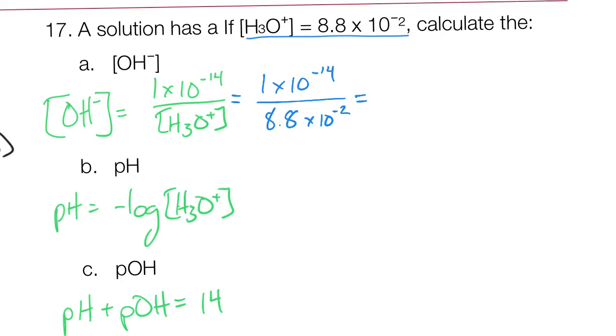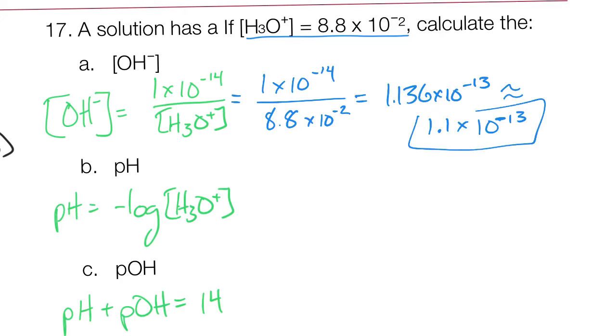And then you're ready to put this in your calculator, and it comes out to about 1.136, and then it keeps going, and then at the end it says it's times 10 to the negative 13. And so if you round that just so it has the same number of digits as the number in the question, it would look like this. That's for our OH concentration.